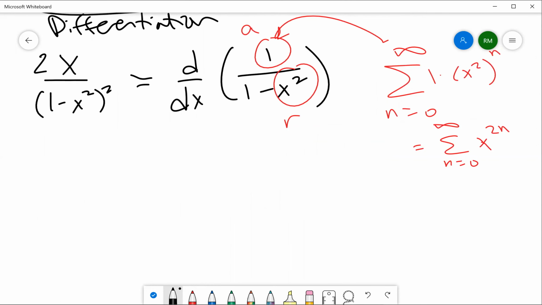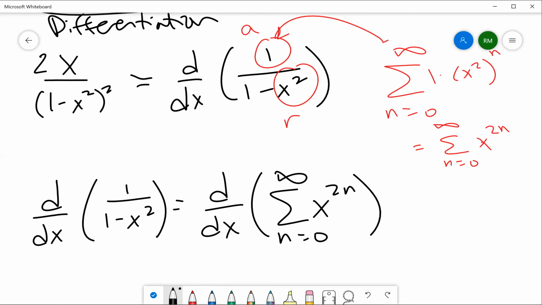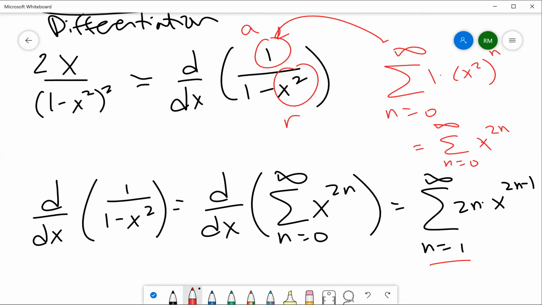So what that tells me is the derivative of this function is the same as the derivative of this series. And what that derivative is equal to is the sum from n equals 1 to infinity of 2n times x to the 2n minus 1. You might ask, why does this series start with 1? It's because this series right here goes 1 plus x squared plus x to the 4th plus dot dot dot. And when I take the derivative, this term goes to 0.